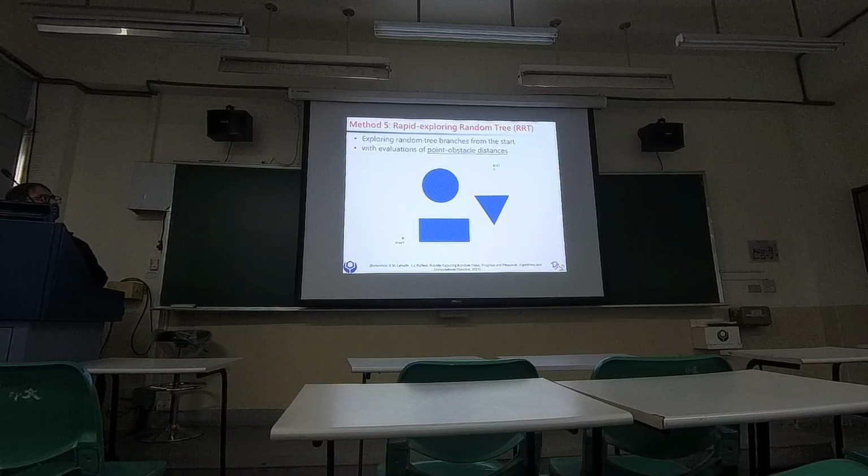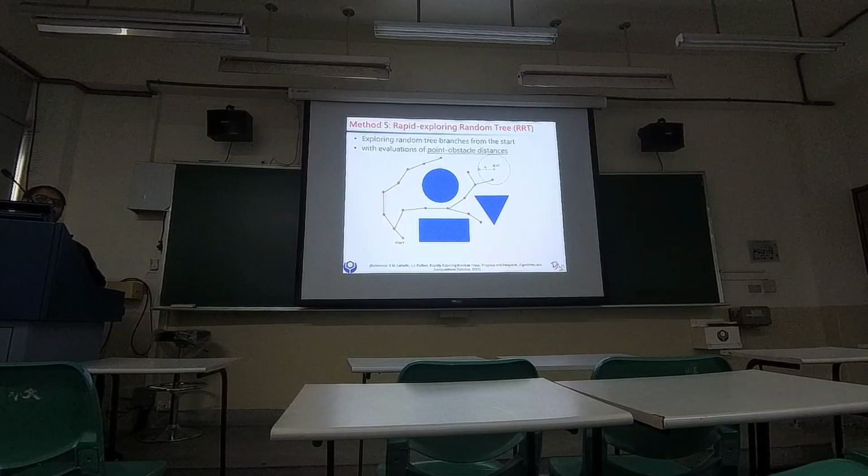Then there is method 5, which is RRT, Rapid Exploring Random Tree. In this case, they start like a tree. The branches of the tree grow from the start position. They make the whole space a tree type, like they put some random points and calculate, starting with the new points, and they go on to cover the space till they reach the goal.